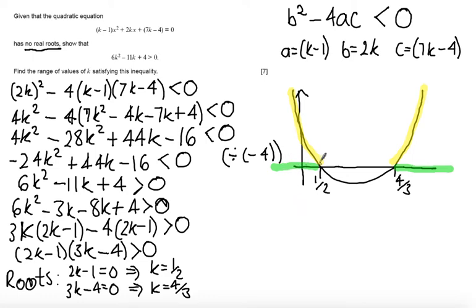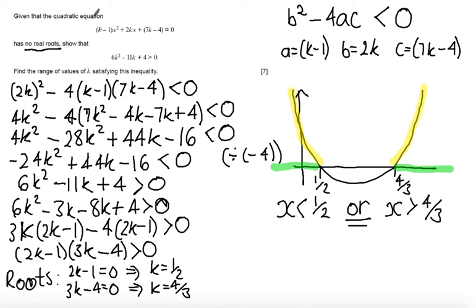I can describe this area here to the left of a half as x less than a half. And I can describe this area here to the right of 4 thirds as x greater than 4 thirds. And what we have to remember in this solution is that these are two completely distinct regions. They are separate, unbounded regions, and they can't both be true at the same time. So only one or the other can be true at any one time.